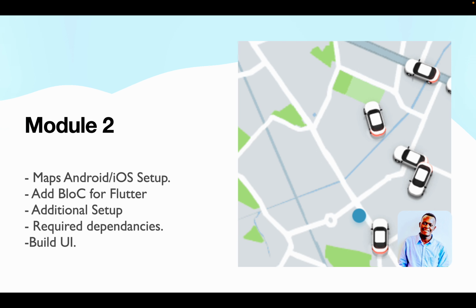So in module 2, we'll be learning how to add or configure maps to your Android project and as well set up the iOS side of things. That includes setting up the Google Maps SDK and also adding the API key to enable you to make queries to Google and then get back responses. This includes getting the distances, getting the polylines, and the rest of the stuff.